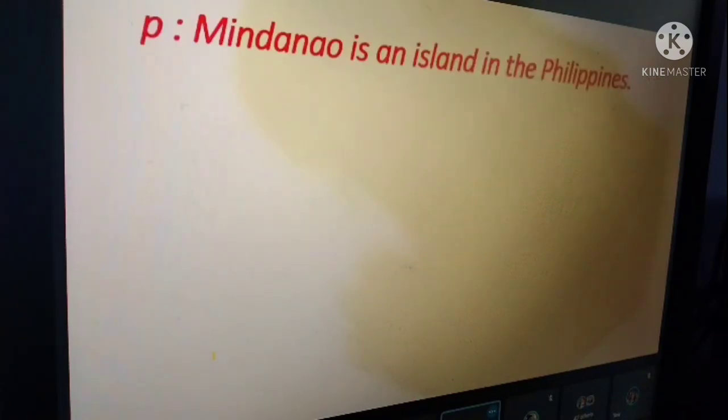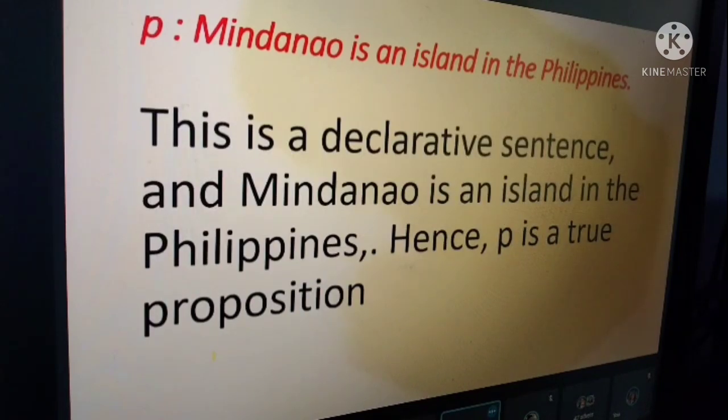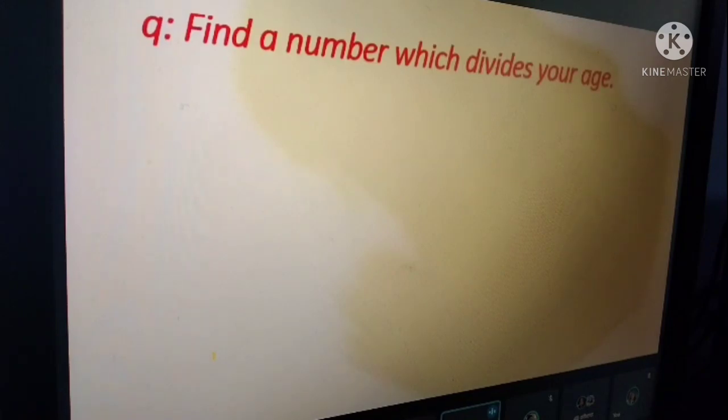Halimbawa, number 1. Mindanao is an island in the Philippines. We know that that is a true proposition. It is also a declarative sentence. So therefore, Mindanao is an island in the Philippines is an example of proposition. Because this is a declarative sentence and Mindanao is an island in the Philippines. Hence, the proposition p is a true proposition. Totoo. Okay. Another example.